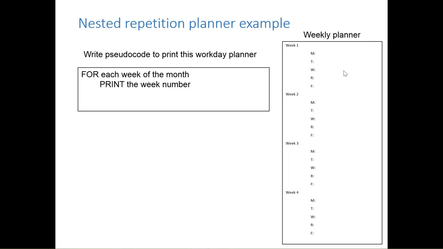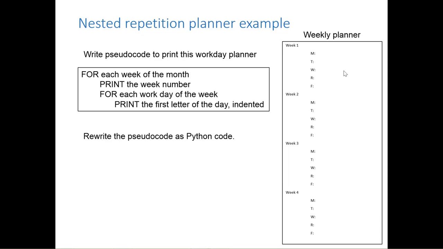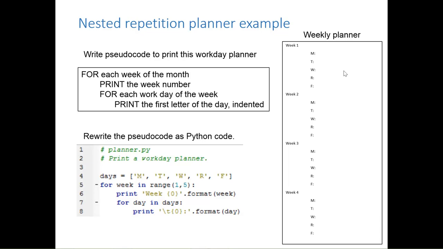Then, for each of those weeks still, we want to print the first letter of the day of the week. For each workday of that week, we want to print that first letter. So that's a general representation of it. How do we implement this in Python code? Here's an example of a solution.